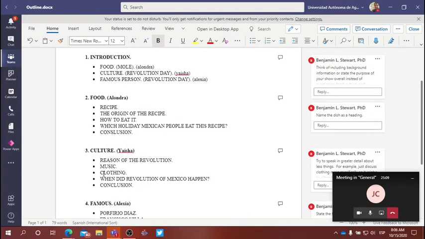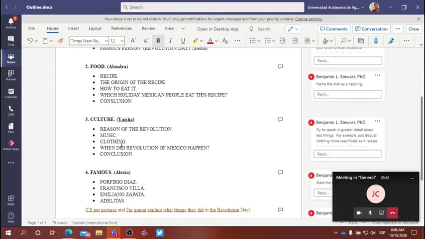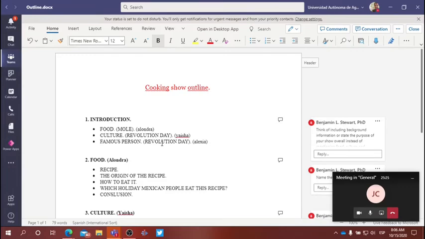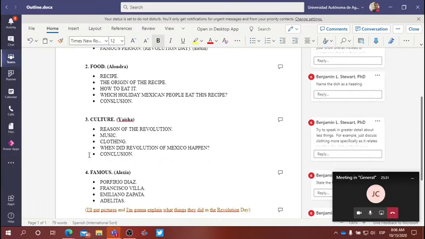And to me, I think the culture aspect of it is a little bit more general. In fact, if I were looking at this food, culture, and the famous person, probably the famous person might be the best way to present the overall concept, right? And the culture would be part of this person's culture, right? And so just think of what you're going to talk about and think about the underlying theme of your show.